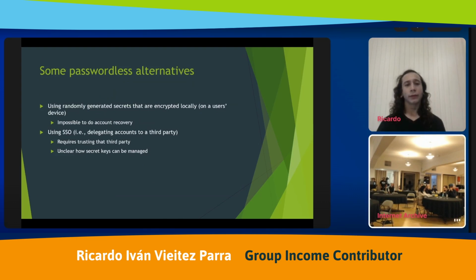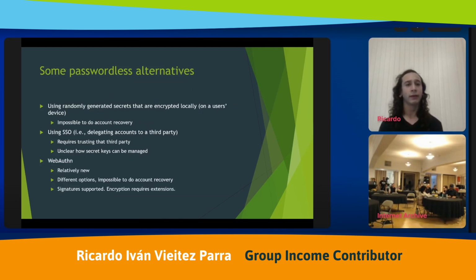it's difficult or impossible because there is no clear framework for handling secret keys, which we need for group income. So this only answers the question of is this user this particular user? But as I showed at the beginning, we need to have these secrets that exist on that user's device, and there's no good framework for this.